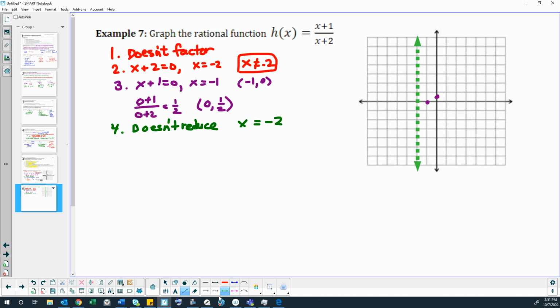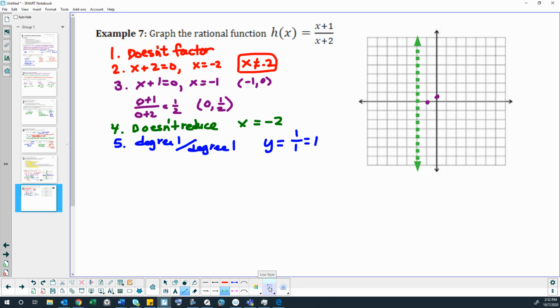All right, next we are going to do step 5, which is horizontal asymptote. So notice how the degree of the numerator is 1, and the degree of the denominator is also 1. So when the degrees are equal, that means our horizontal asymptote is going to be at y equals our leading coefficients. So 1 divided by 1, which is 1.